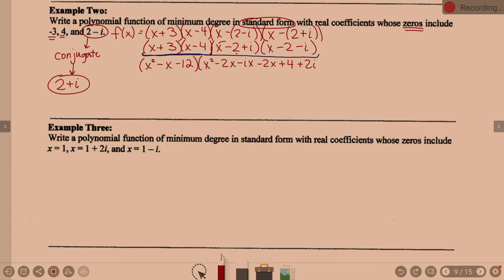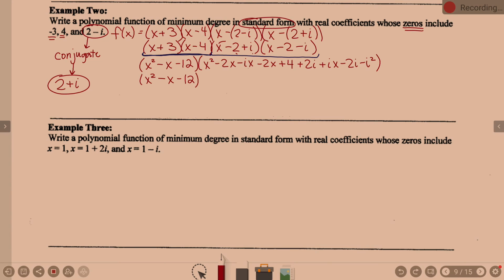And then I'm going to take i and distribute it by everything in the next parenthesis. Plus ix, minus 2i, minus i squared. And you thought the last one had a lot of work. It was nothing. Do you see my point now? Okay, x squared minus x minus 12. Carry it down.